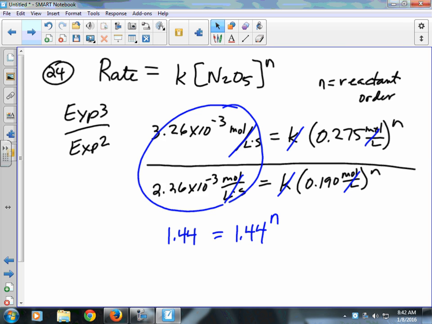Okay, so 1.44 raised to what power equals 1.44? Okay, so n equals 1. So that means we come back to the rate law here and replace n. 1 is understood. We never write 1. You can if you want to. It would not be counted wrong. It's just not the convention. Okay? So this is the rate law.